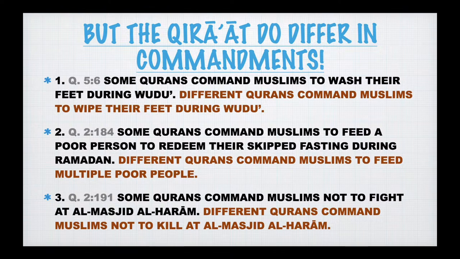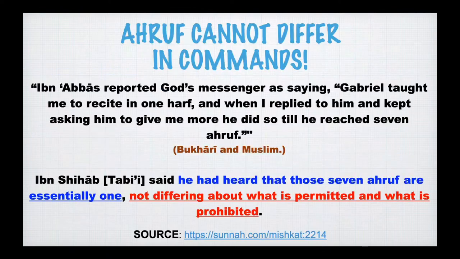And then you have Ibn Abbas saying that he kept asking Gabriel to give him more until he had 7 different versions of a verse. And then one of the successors explained it and said, yes, but they're all one. All these different versions are all one. These 7 ahruf, whatever they are, we don't know, do not differ about what is permitted and what is prohibited. So there's no difference as far as Allah's commands about halal and haram.